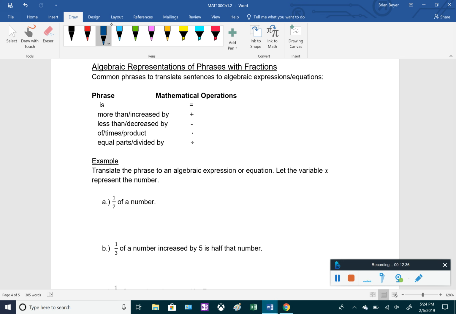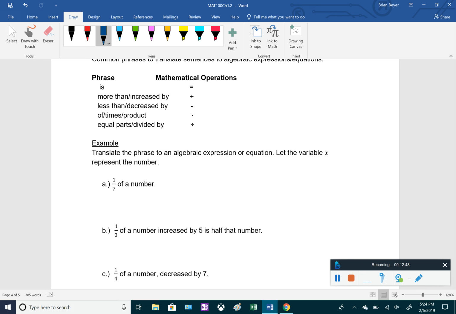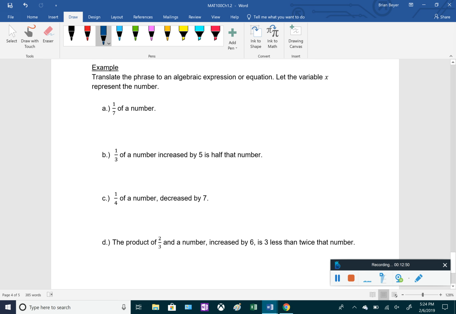If we see more than or increase by, that would be addition. Less than, decrease by is going to be subtraction. Of, times, or product is multiplication. Equal parts or divided by is division. So let's see how that works with these questions. So let's translate all of these phrases to expressions or equations, and we're going to let x be the variable here. Okay, so for the first one, it says 1/7 of a number.